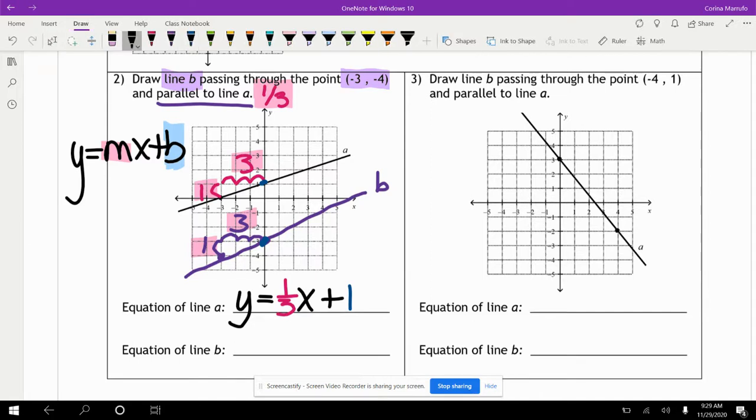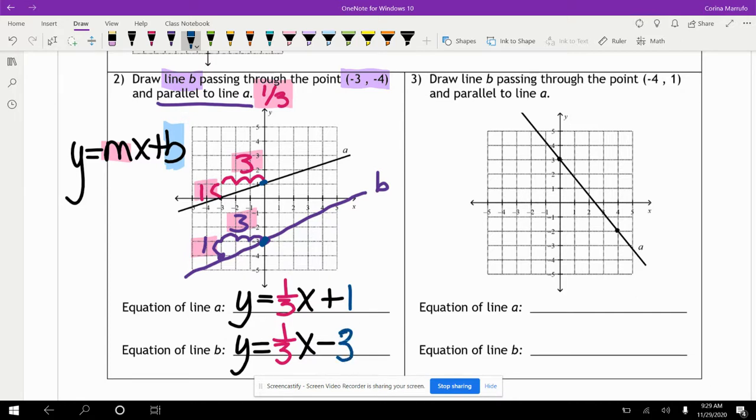So we're going to do y equals, our slope is the same. Remember, parallel lines have the same slope. So 1/3 x. And then this time our b is negative. So instead of having a plus, we're going to have a minus, and it's actually a -3. So it'll be -3. And that's it.